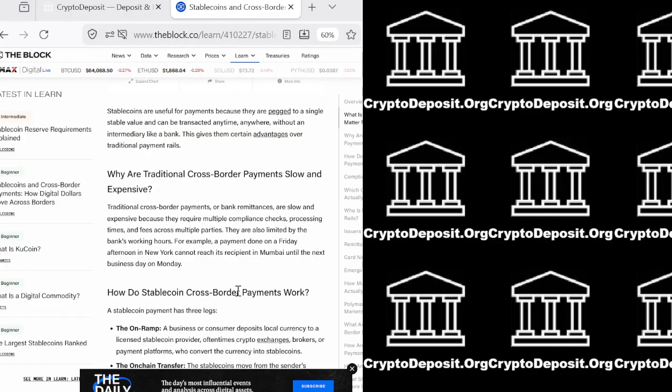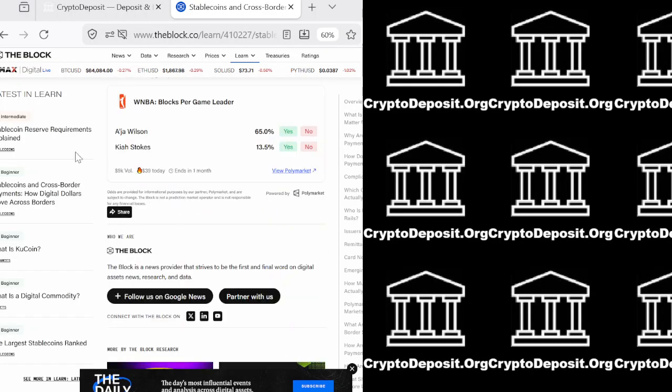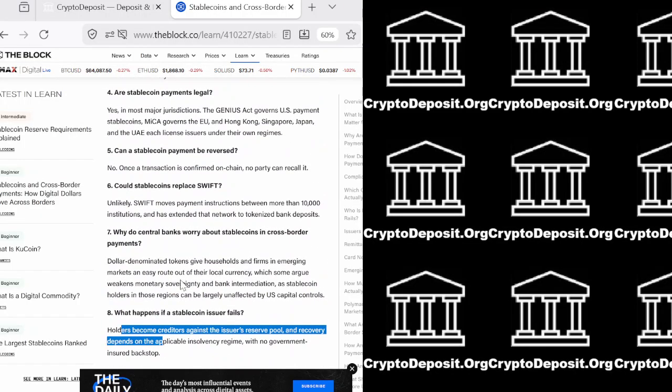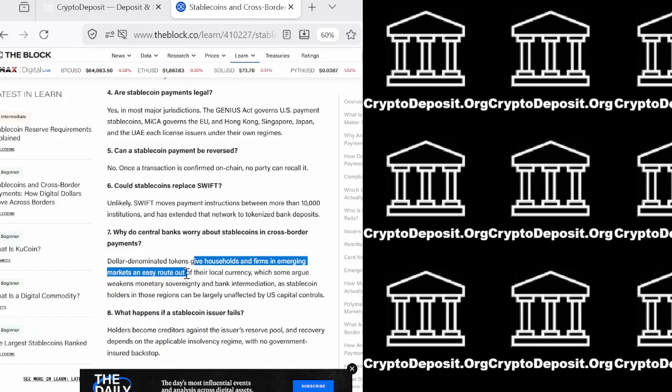So they're not obliged to go into the local currency, and that's addressed here at the bottom of the article, because really for a lot of governments, a lot of countries have central banks that are worrying about stablecoins because it gives individuals, families, and firms in a lot of these emerging markets an easier route away, to avoid the local currency, which might be just a big mess.